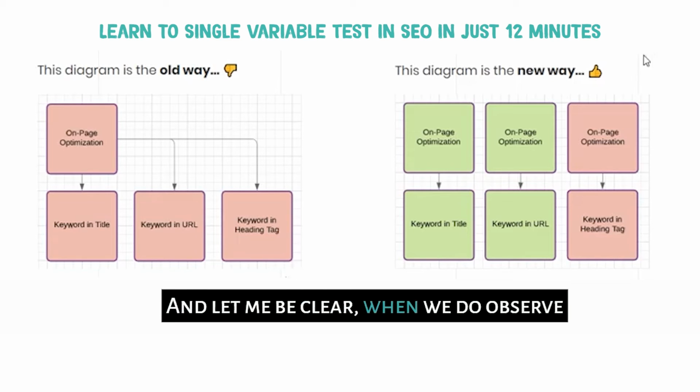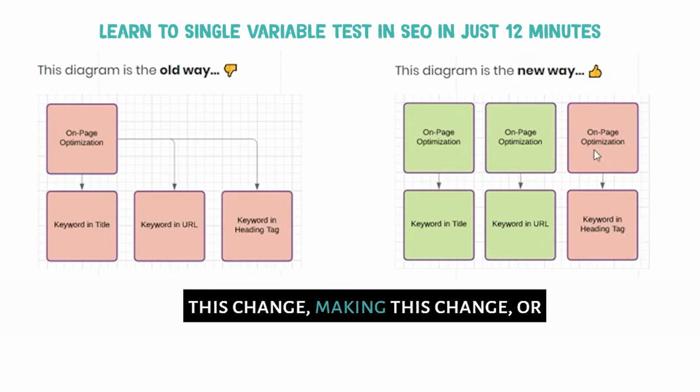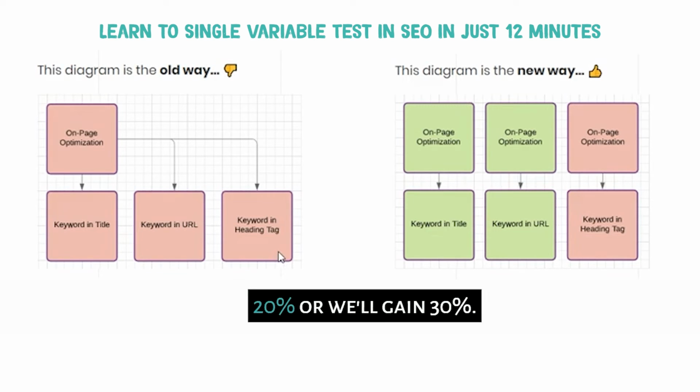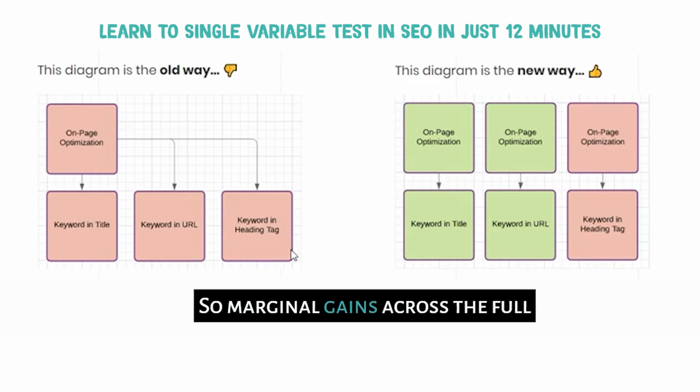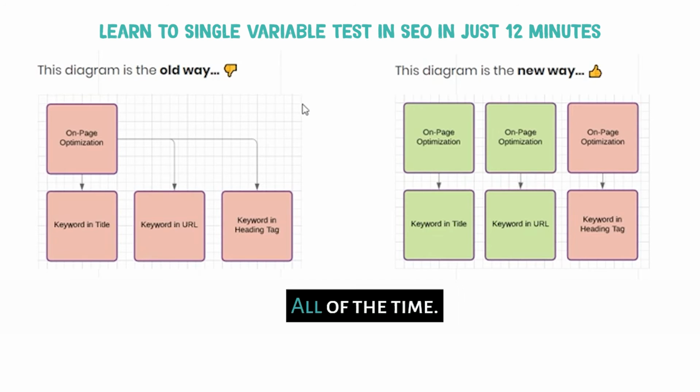And let me be clear, when we do observe this change, making this change or removing this change, most of the time, it's not 100% of the time our page is going to increase in traffic. Sometimes if we're ranking in number 3, we'll go to number 4, maybe for a couple pages, or we'll lose 10% of our traffic to some of our pages, but in others, we'll gain 20% or we'll gain 30%. So marginal gains across the full set of the pages is the goal in SEO, especially if you're working in enterprise. It's very difficult to increase all of the pages' traffic all of the time.